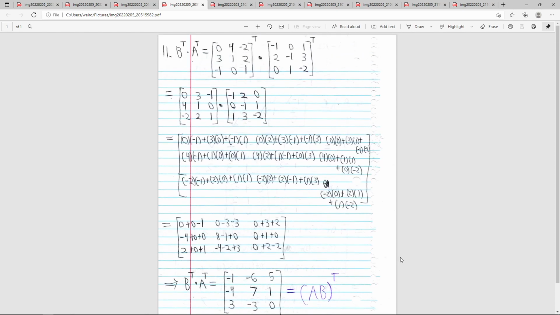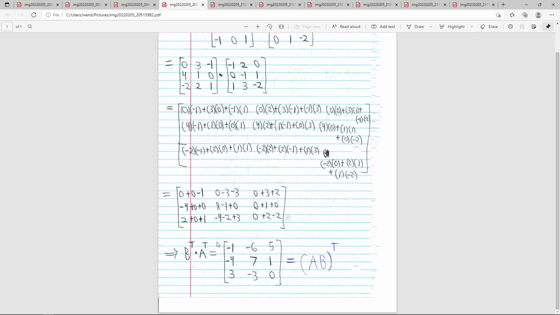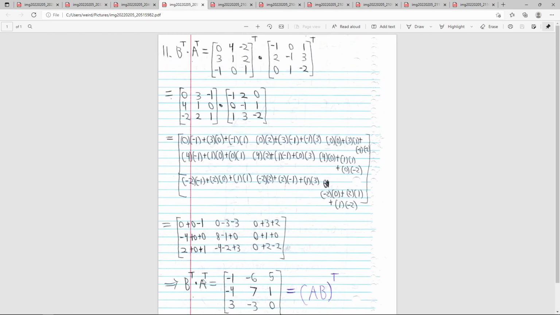On a test, you can just do that property. That's one of the really useful properties: B transpose A transpose is equal to just the product AB transposed.